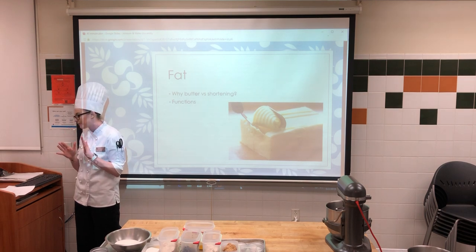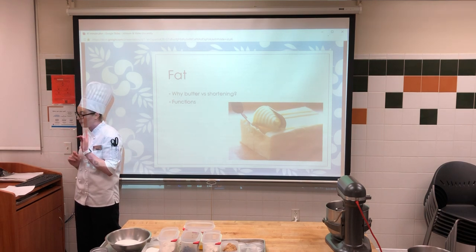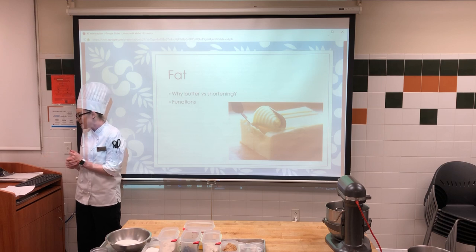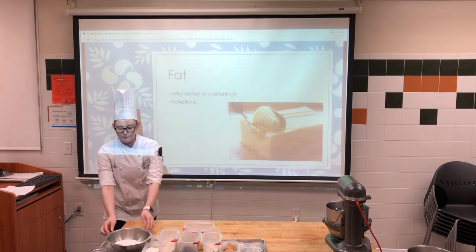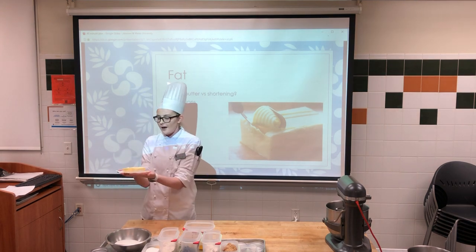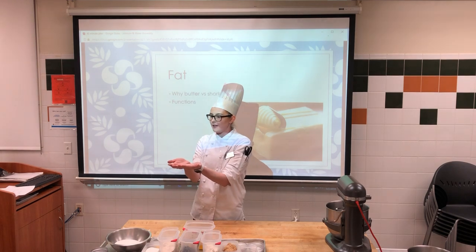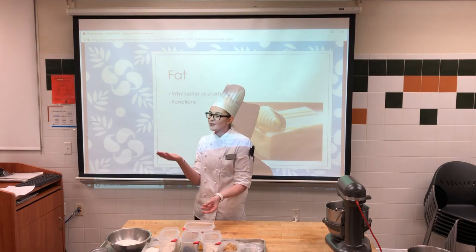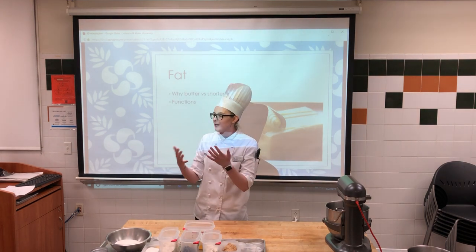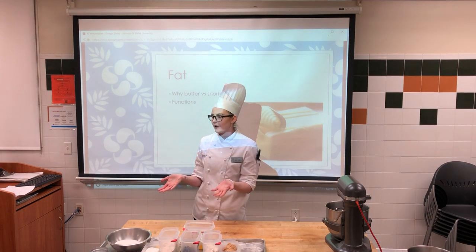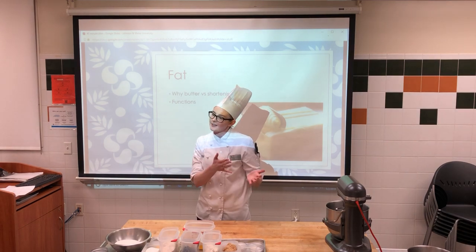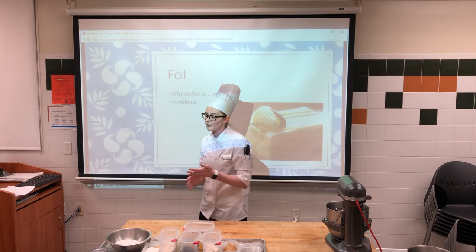It also adds flavor. But the answer to the question that I asked is that we use butter because of its melting point. If I were to hold this butter in my hands for a little while, it'd start to melt, right? But if I have shortening and I put it in my hands, it wouldn't melt. So it goes back to the same concept as the sugar. If you put it in the oven for 8 to 10 minutes, shortening's not going to melt as much as butter will. So that's why we use butter.